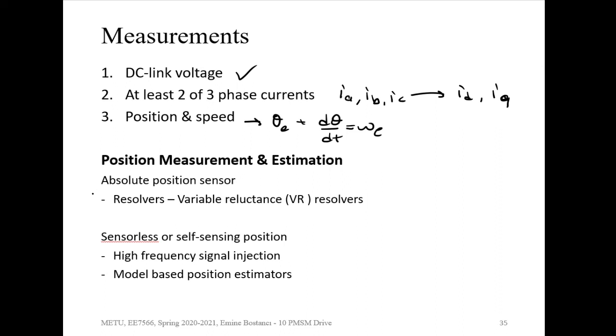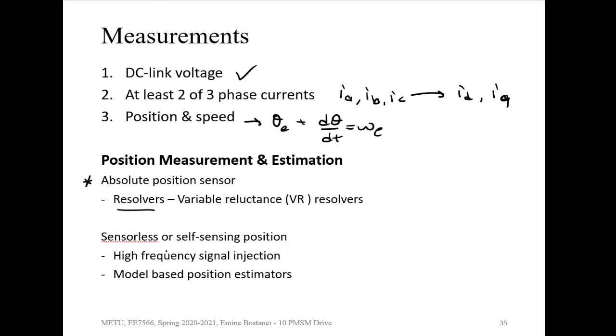So this is important. As a position sensor, we need to have an absolute type of position sensor. And those types of position sensors are called resolvers. And in most of the electric vehicles, we do use a variable reluctance resolver, as I'm going to introduce.